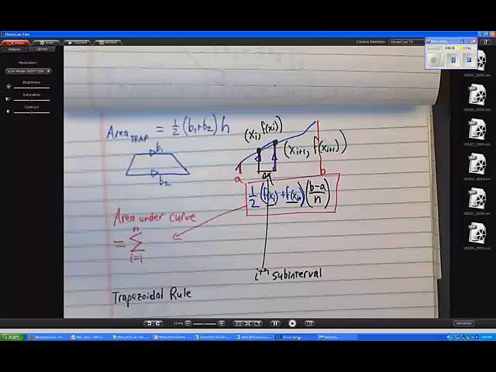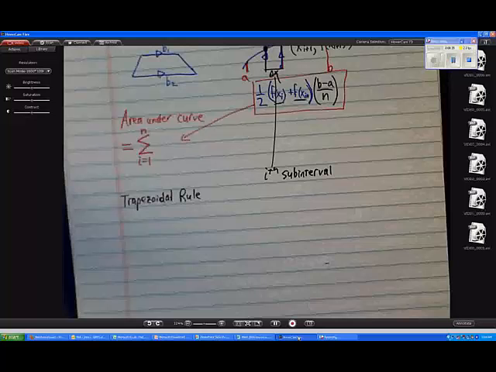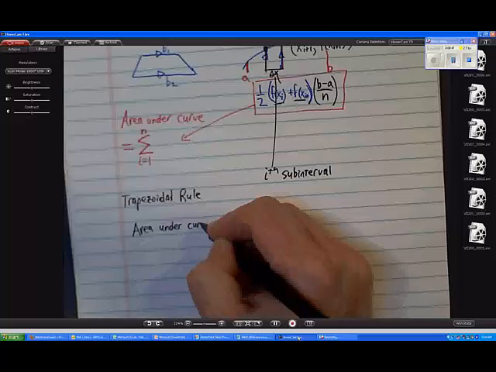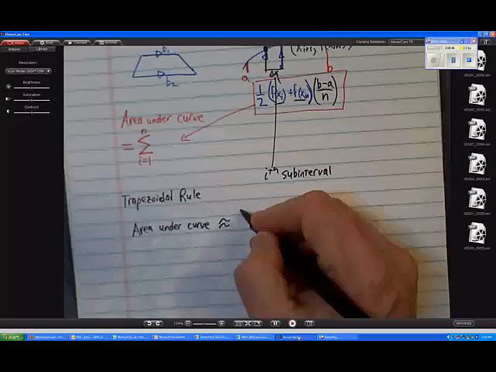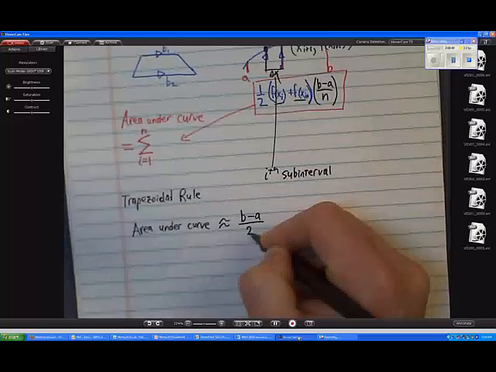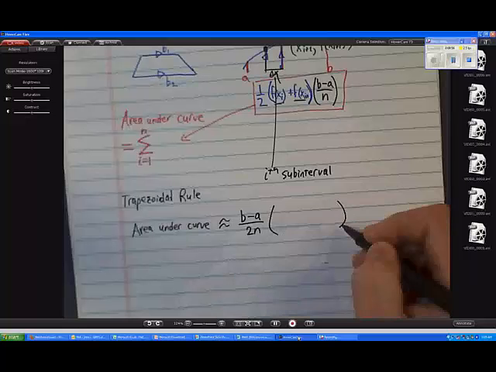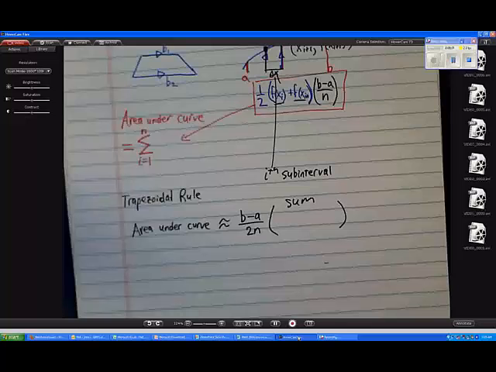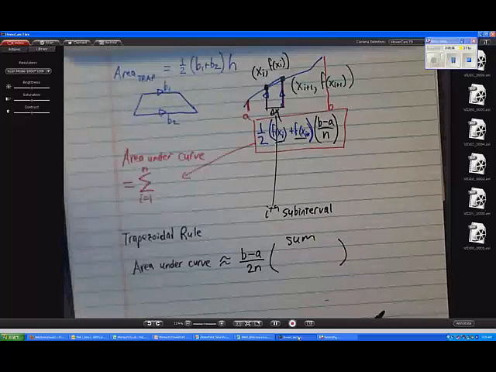So the formula, the trapezoidal rule, is going to say this. It's going to say the area under the curve is approximately equal to b minus a over 2n. You see where that comes from, right, guys? Times a sum. Let me just write it that way. Okay? Now I want to show you what the sum is. Here's the sum.